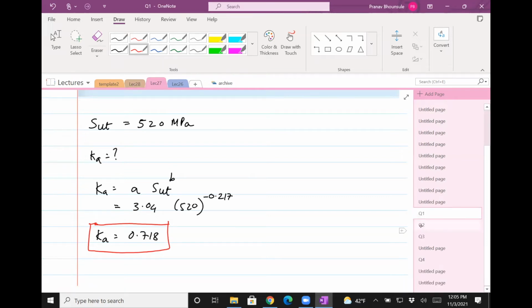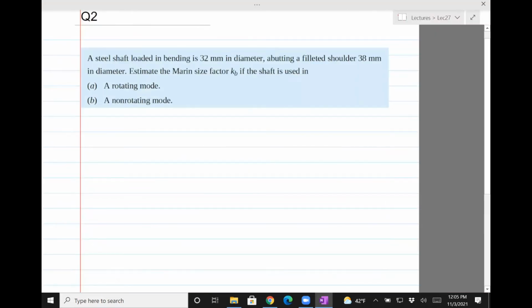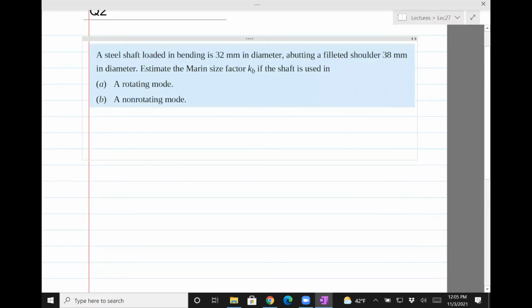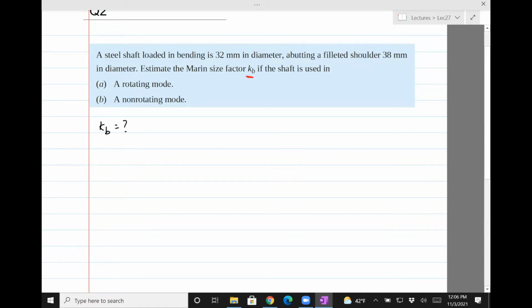Okay, next question. A steel shaft loaded in bending is 32 mm in diameter, abutting a filleted shoulder 38 mm in diameter. Estimate the factor Kb if the shaft is used in rotating mode and non-rotating mode. So we need Kb. Again, there are 2 modes, and let's just go to the notes and see what we need to do about finding Kb. Okay, and then we can refer back to these numbers here.